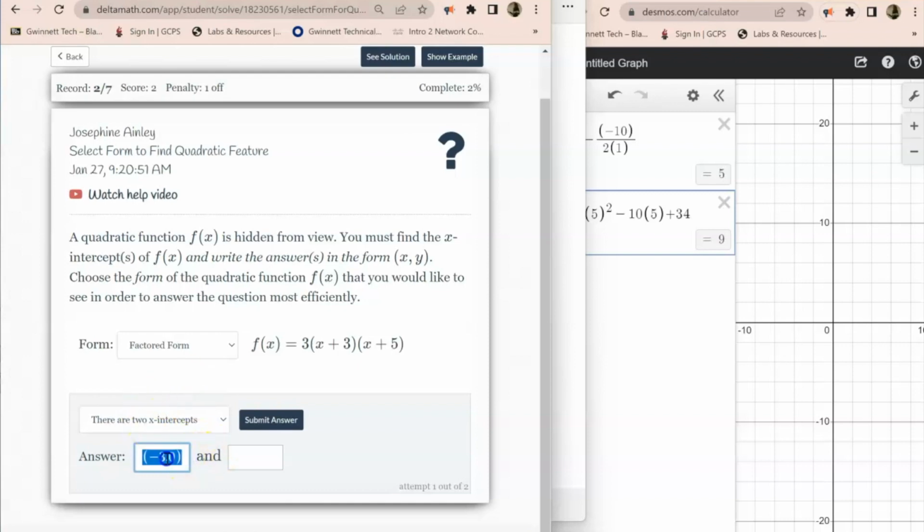So -3 and 0. And then I'm just going to copy Control-C and paste Control-V. And I'm going to change the x-intercept from -3 to the other x-intercept, which is -5. Remember, it is the opposite. Okay, so that's pretty simple.